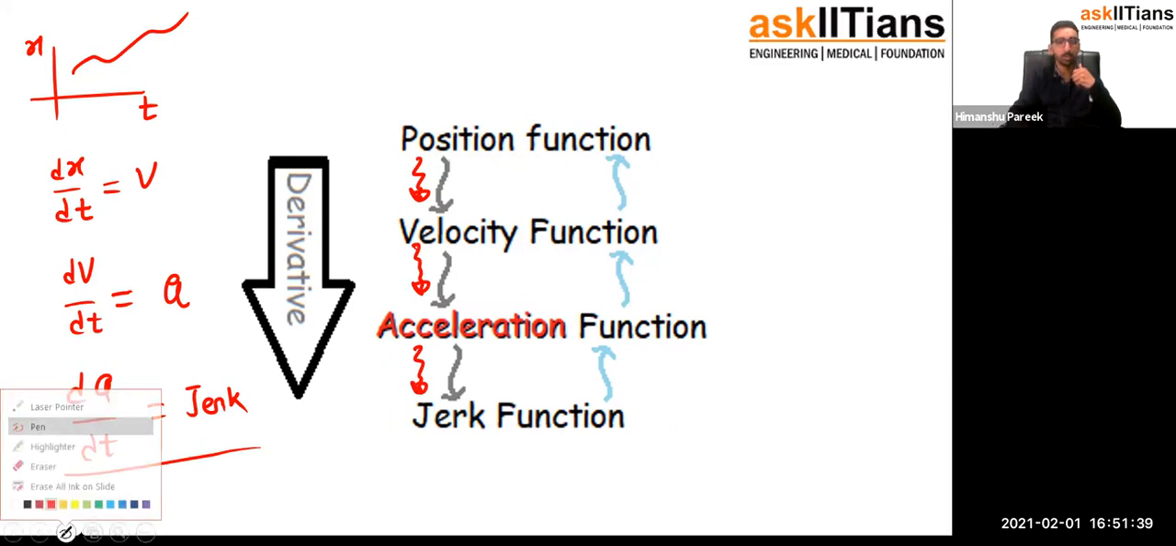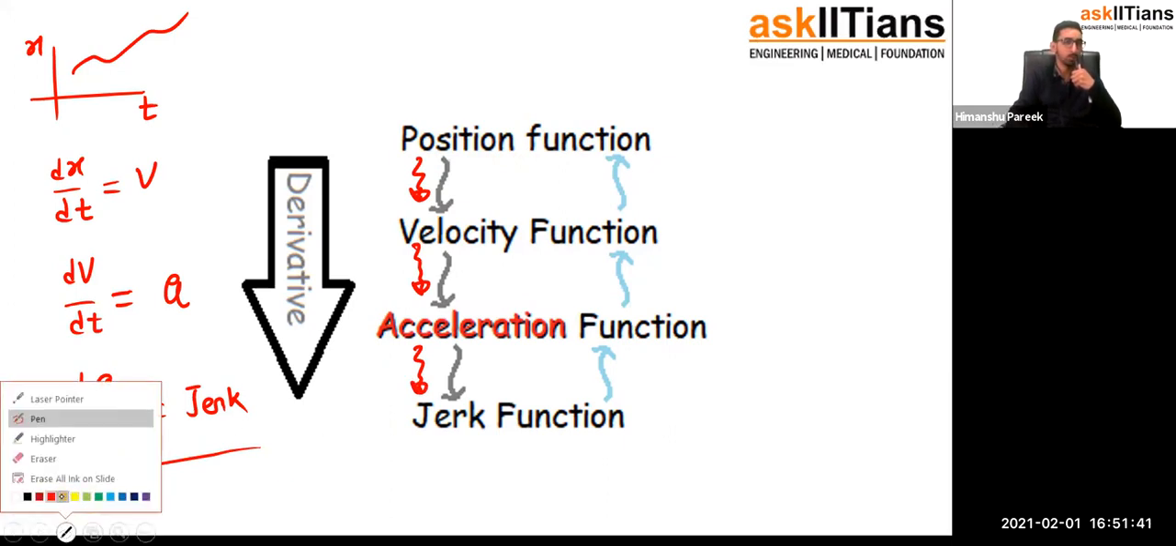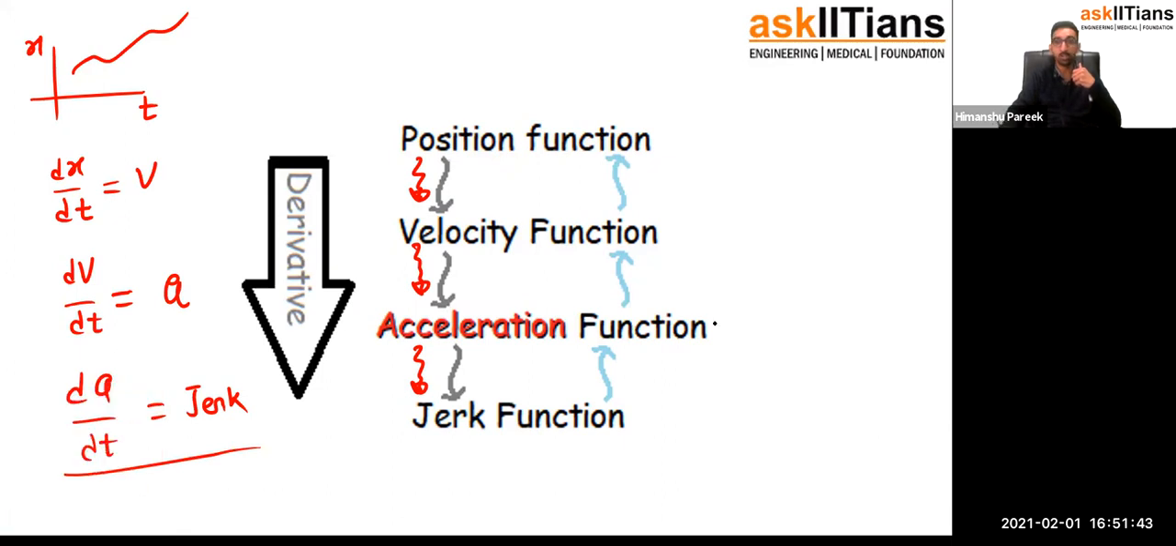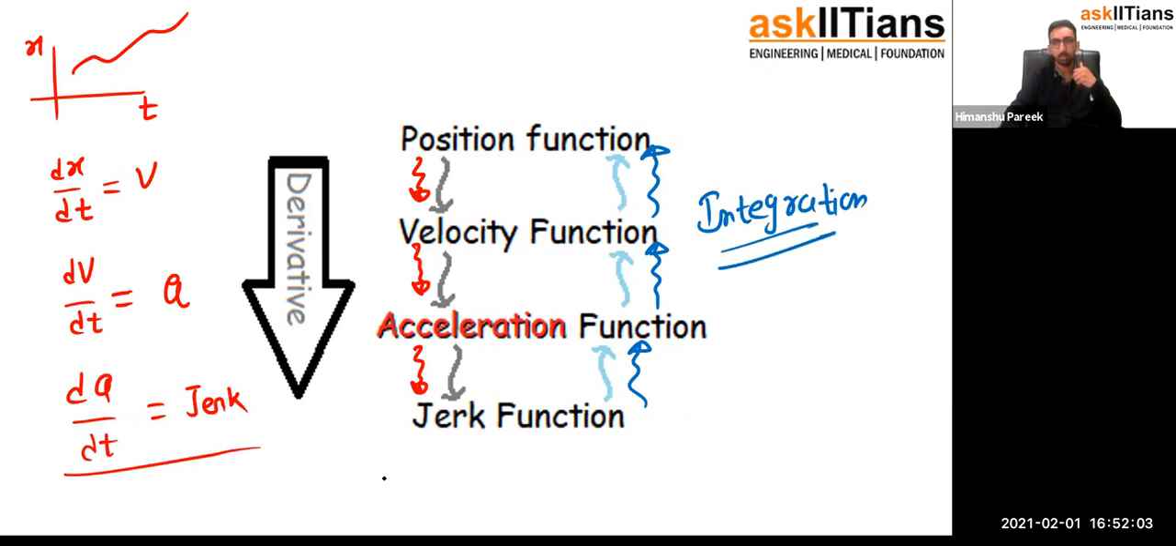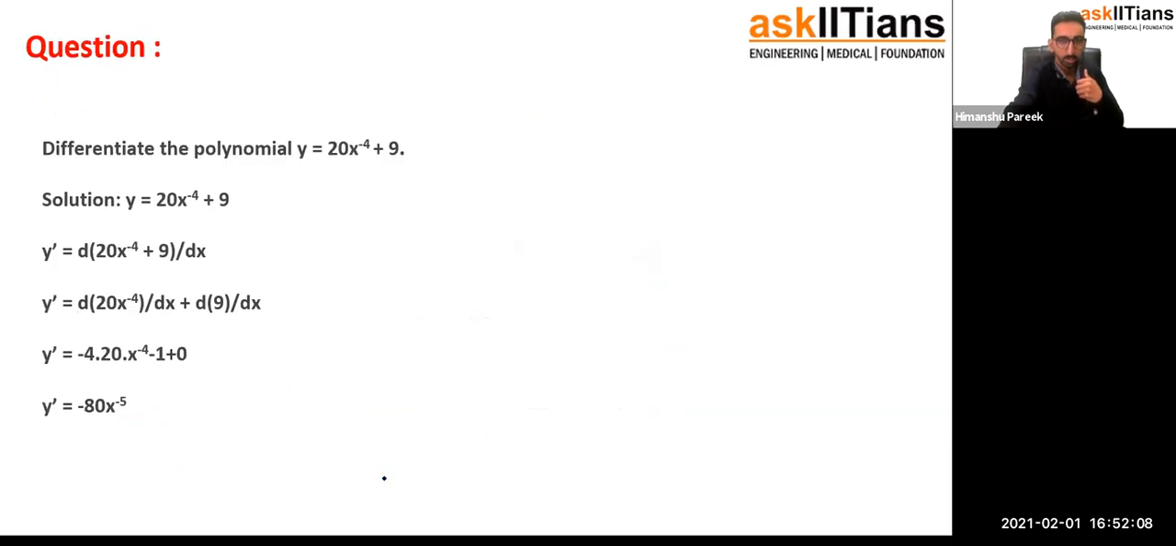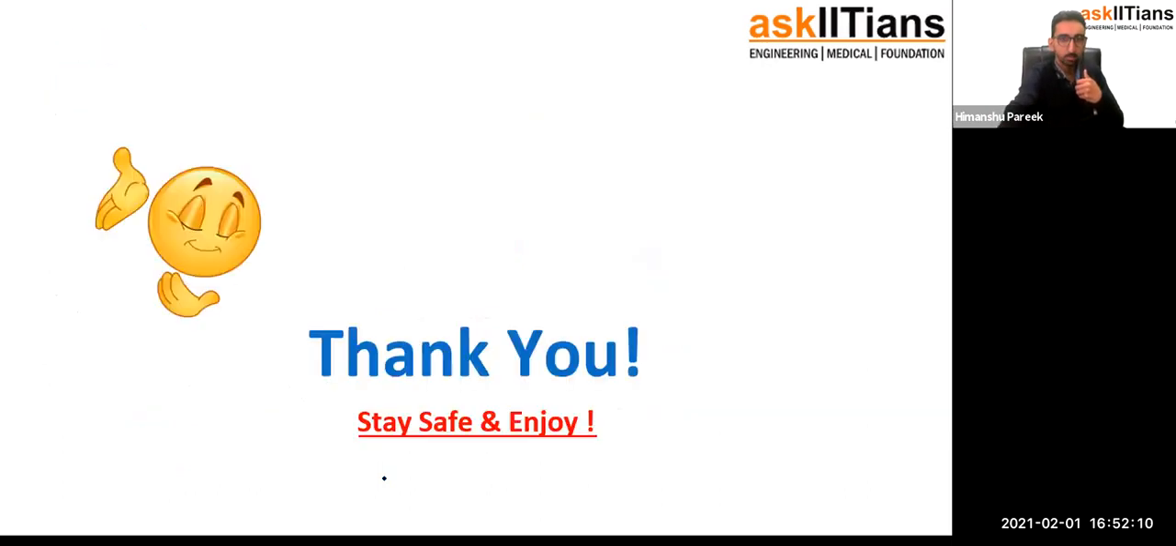Actually, when you go to higher grades, you will learn one more trick in mathematics, which is called integration. So when you integrate the jerk function, you get acceleration. When you integrate the acceleration function, you get velocity, and then position. So the reverse is done by integration, which is not in our course right now. Right now, our focus is on differentiation only. Got my point? All right. Let us take one example and then we'll go ahead.